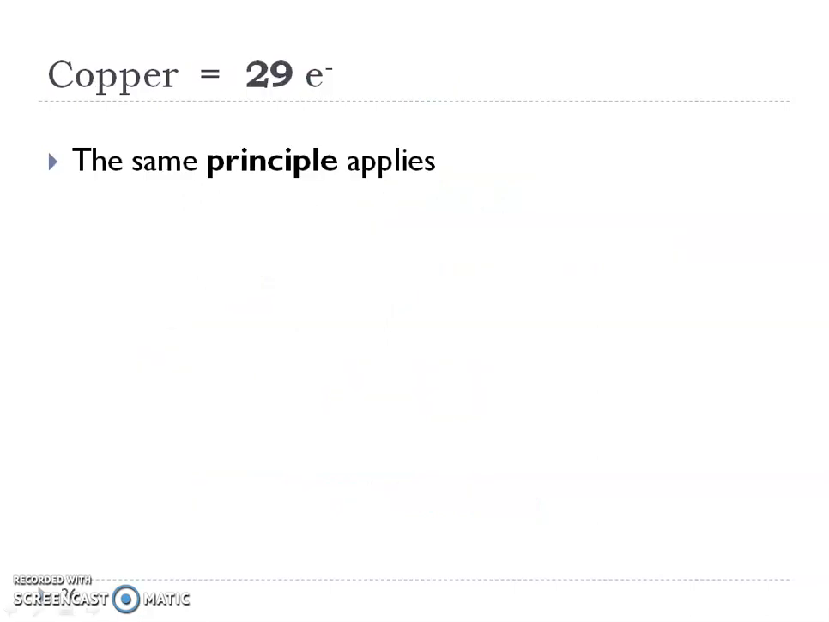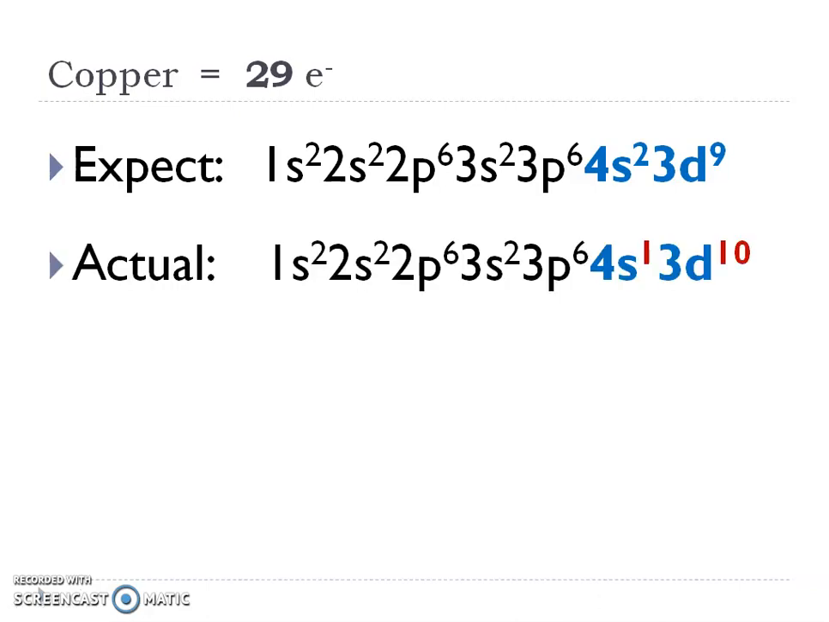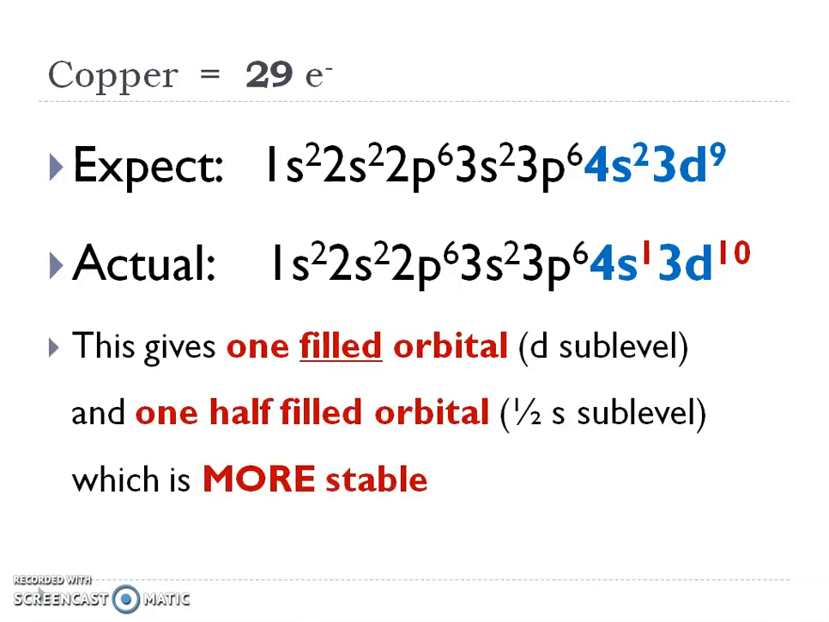Copper kind of follows the same rule in a slightly different way. So again, this is what's expected of copper, the 4s2 and the 3d9. But what happens here is that the 4s, one of those electrons, moves over to the D. So what does that give us? That gives us that half-filled S sublevel, but it fills up the 3d sublevel. And what happens is that it now becomes more stable. Having that full D shell kind of brings down that energy a little bit, and the 4s1 and 3d10 now together make a more stable element.